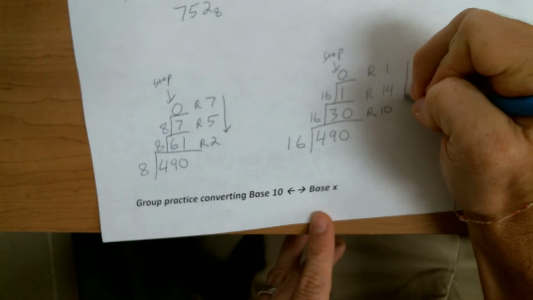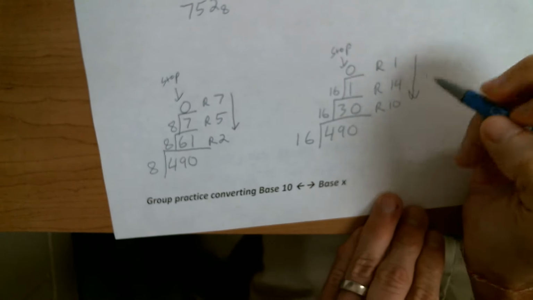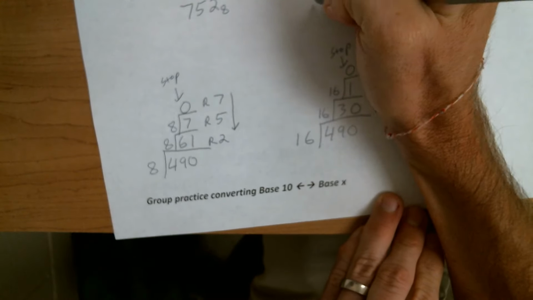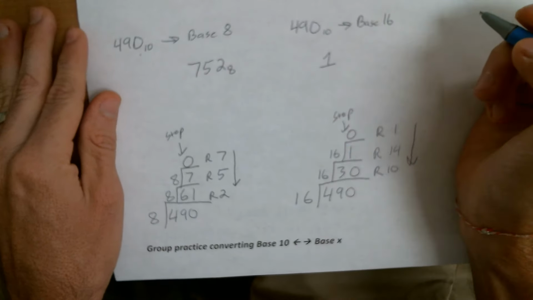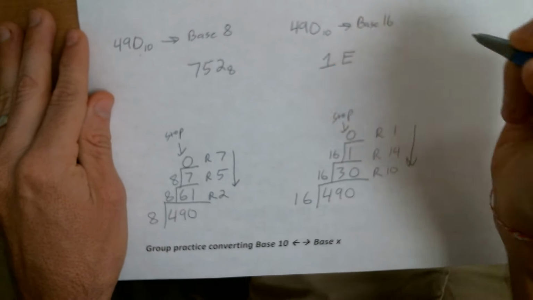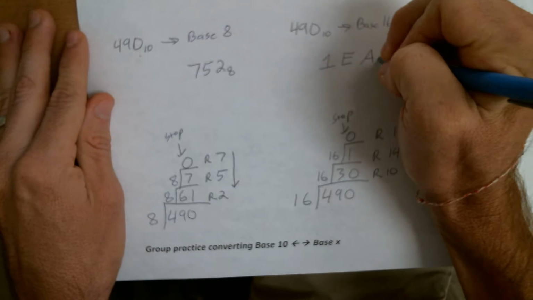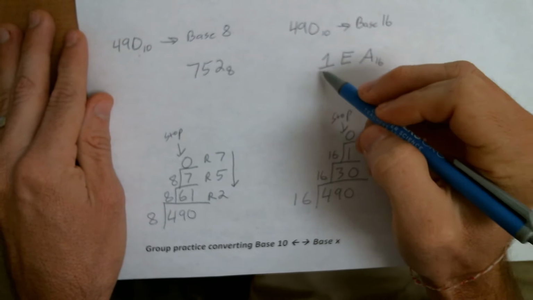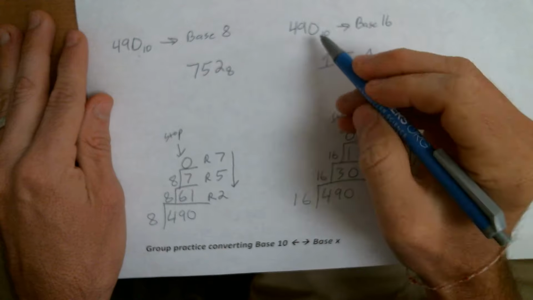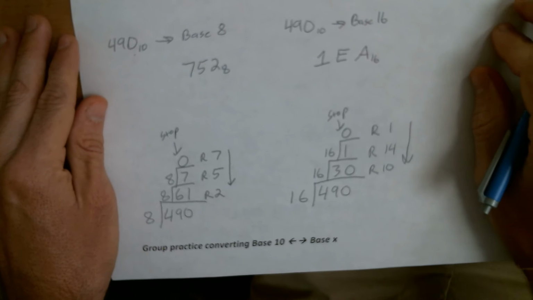And then I'm going to read this top to bottom. And I have to be careful here because I'm not going to write 14 and 10. I'm going to write 1. I'm going to say to myself, all right, 14 is actually E. And then 10 is actually A. So in base 16, 1EA is the same as 490 in base 10.